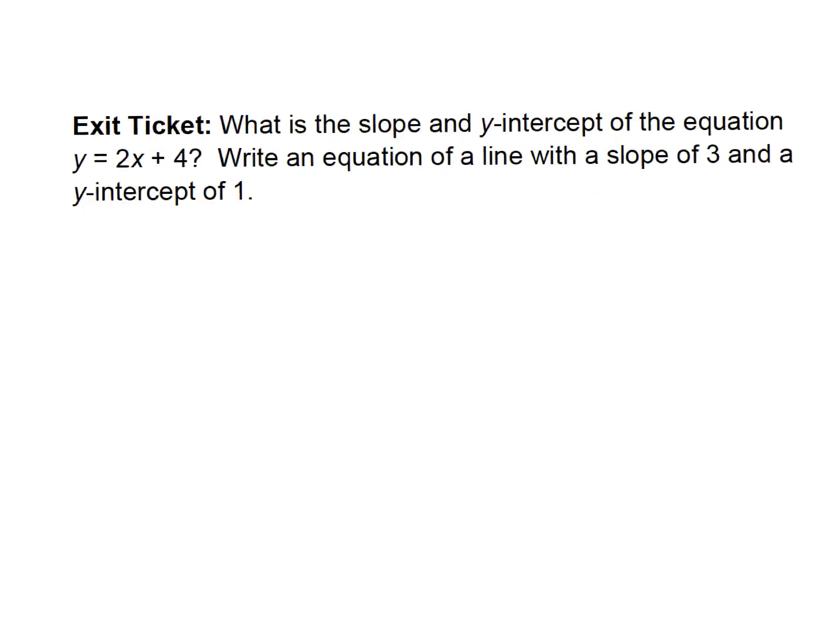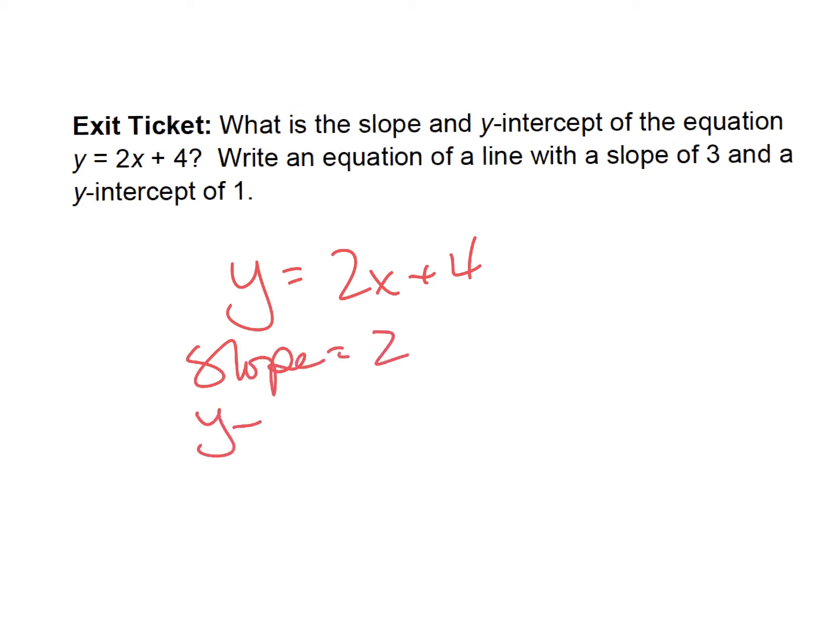So, what is the slope and y-intercept of the equation? Y equals 2x plus 4. Well, the slope is 2, and the y-intercept is 4. But now we can go backwards. This is the question that I want you to make sure you know.